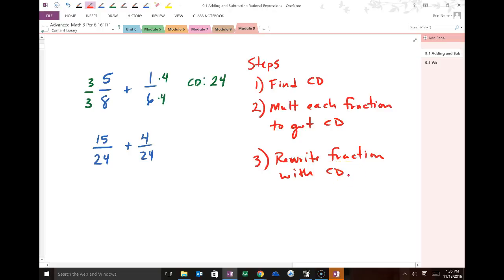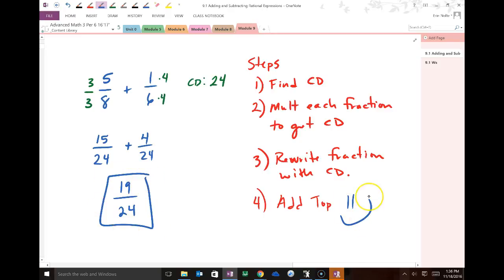Okay, now what do we do? Okay, add tops. It's way faster than writing numerators. So in our case, what's the tops added together? 19. So we get 19 24ths. And then we write a happy face. So that's exactly what we're doing today. But we're going to have x's involved.